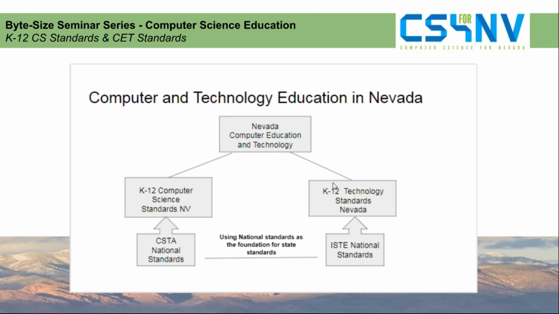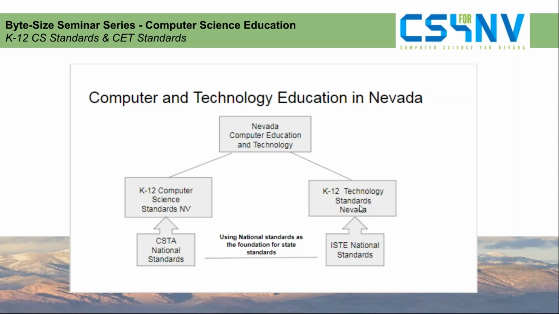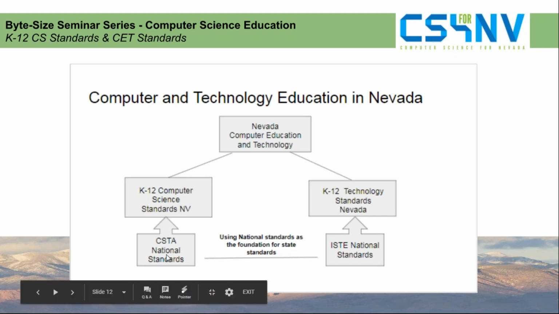In the past, we have only had the K-12 technology standards that was associated with the computer education and technology subject area. You probably know them as the ISTE standards because they were built off of the ISTE standards. But what the bill did, and you'll see as it becomes effective, is it then added computer science and computational thinking to the computer education and technology subject area. So now these two go hand in hand underneath this umbrella. And computer science standards being built off the CSTA National, and the K-12 technology being built off the ISTE National. So hopefully that makes a little bit of sense there.